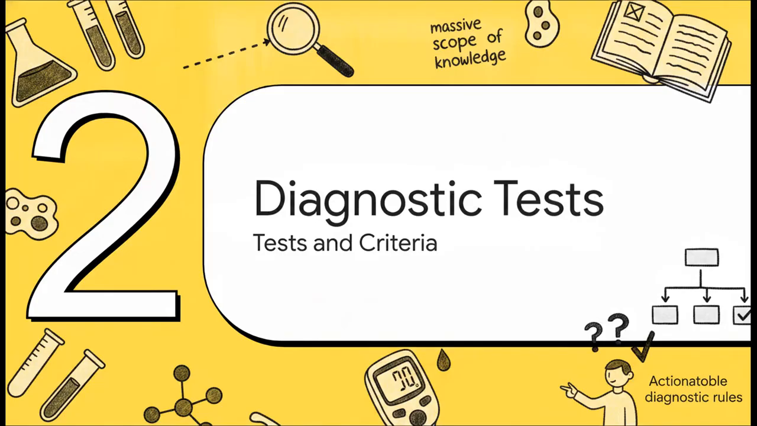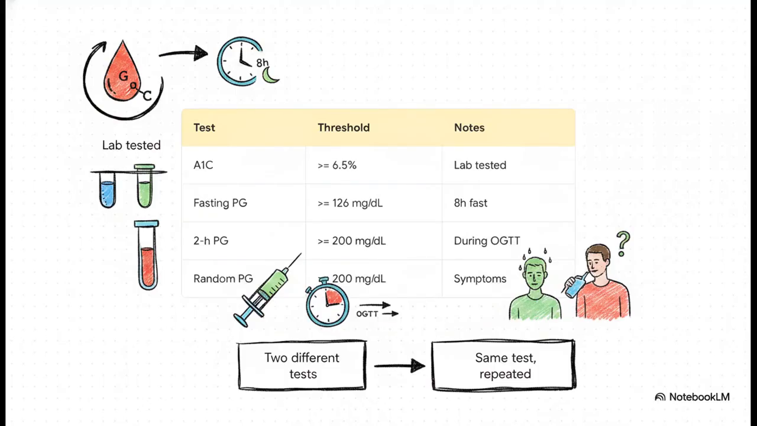Section 2. Diagnostic tests and criteria. So, how do medical professionals take this massive 1,272-page scope of knowledge and boil it down to actionable diagnostic rules? Well, the crucial point here is the numbers. What we're looking at are the clear-cut 2026 American Diabetes Association diagnostic criteria. These are the exact thresholds you or a family member might actually encounter at a routine checkup.